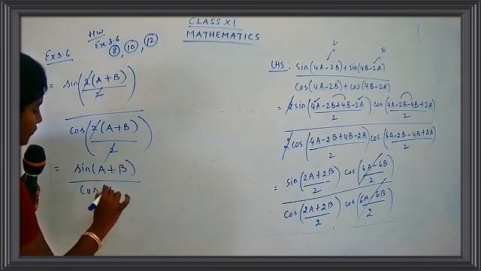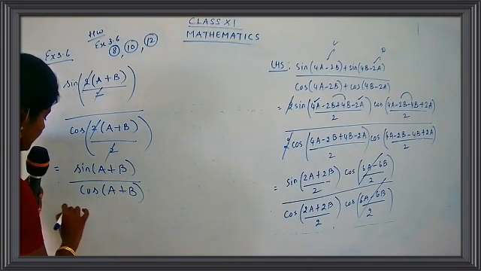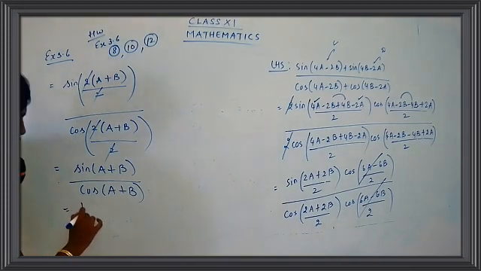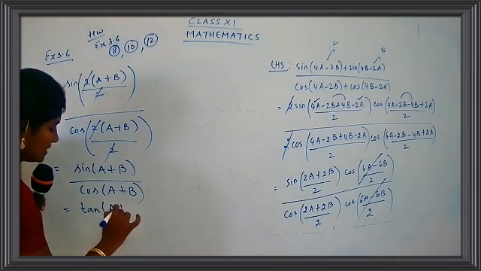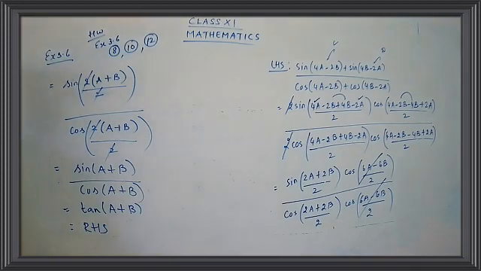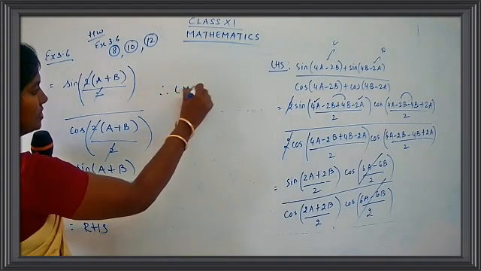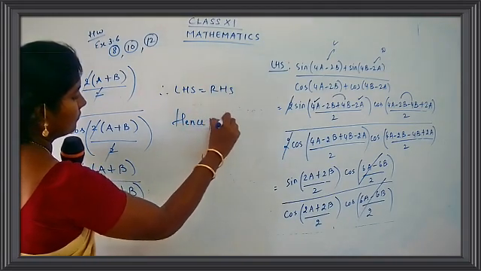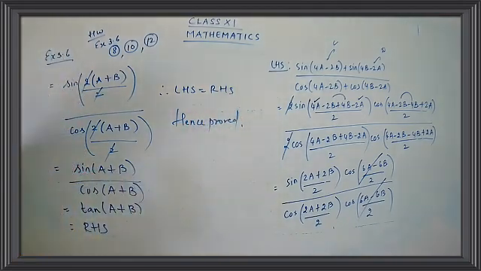And you know the value for sine upon cos. What is the value for sine upon cos, children? It is tan. Yes, when you divide sine by cos, you get the answer as tan. And what is the angle over here? It's a plus b. So I have got the RHS. Just say that it is equal to RHS. You can complete your answer by saying LHS is equal to RHS, hence proved. Write down here: LHS is equal to RHS, hence proved.